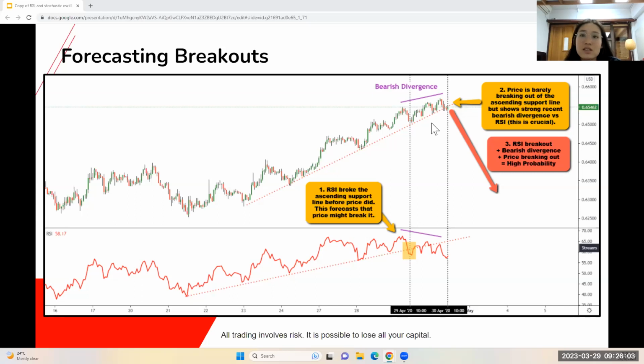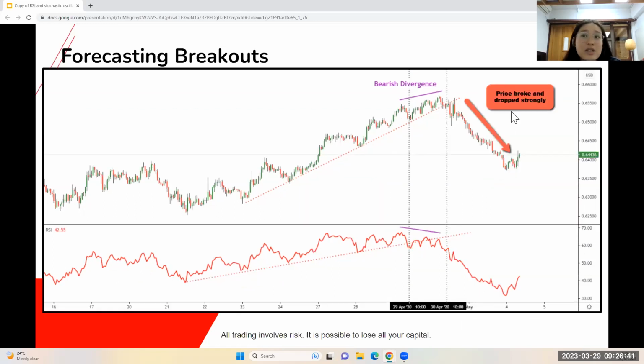But how do we know this is going to happen? Just from bearish divergence alone, it might not be enough to confirm this breakout, which is why I mentioned earlier the confluence is so important in ensuring your analysis is accurate. So point 3, we have the RSI breakout as well as the bearish divergence and price breaking out, just a small bit on the 30th of April. So with all of this confluence, we can say that our analysis has a higher probability of occurring. You can see price broke out and dropped strongly, exactly as we predicted.